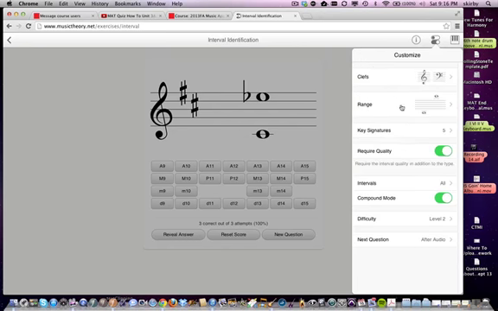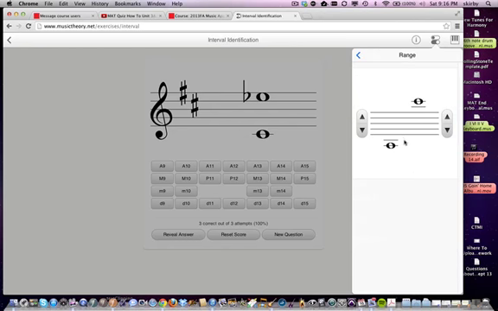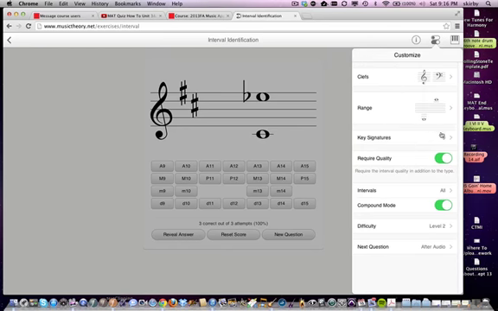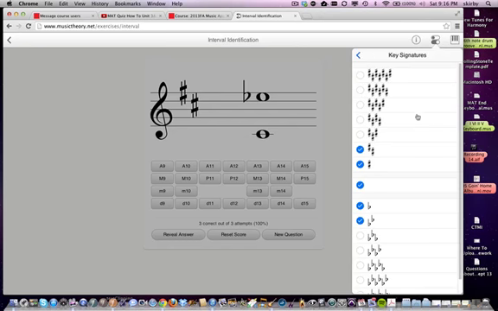Then the range should be, this is a good range here, about A here to high C there. Even more ideal would be to go down a little bit on this lower end, down to the lowest note on the guitar. That would be good.